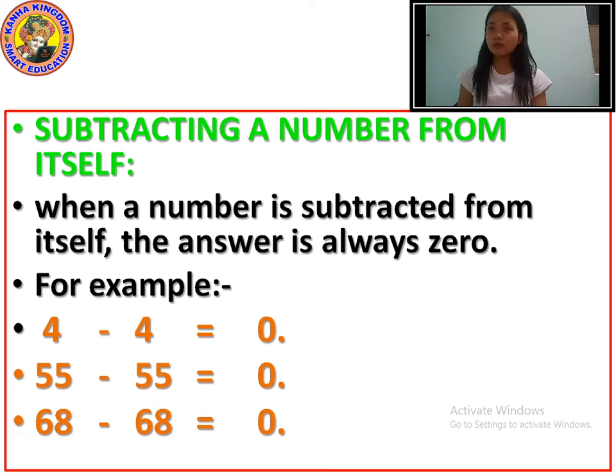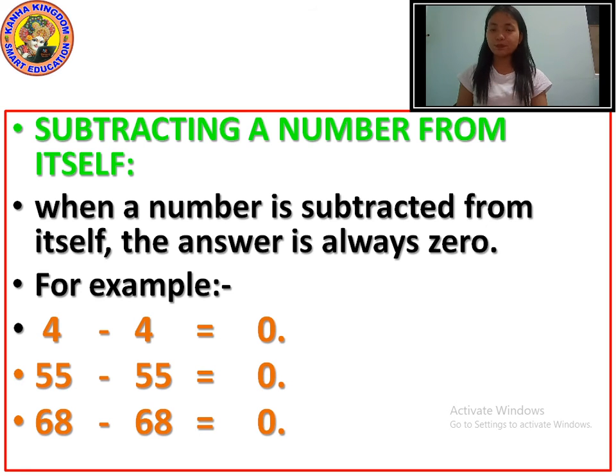Just tell me how you will get the answer 0, because you are subtracting the same thing from the same thing. That means you are subtracting the same number from each other. If you subtract 9 from 9, obviously you will get 0. See, this is 8. When you subtract 8 from 8, you will get 0 as an answer, right? So when a number is subtracted from itself, the answer is always 0.